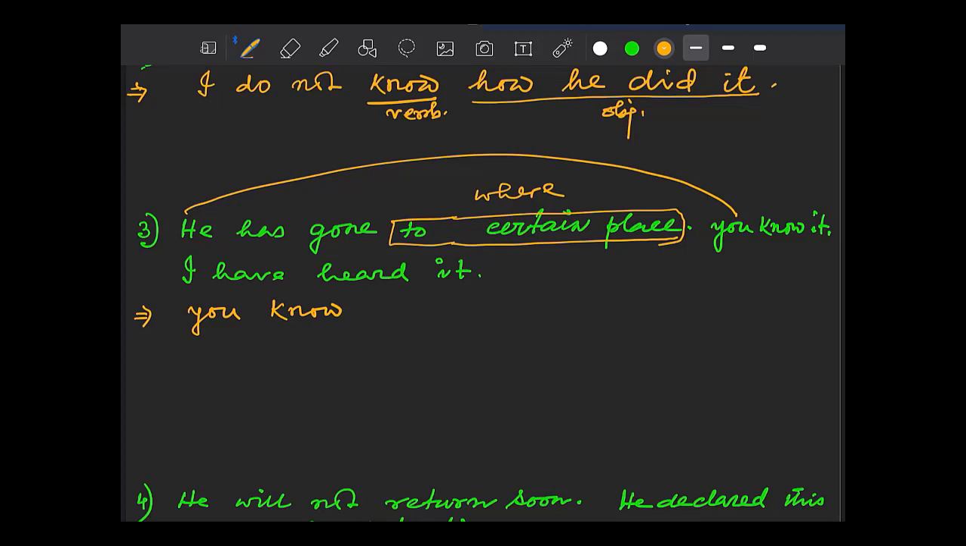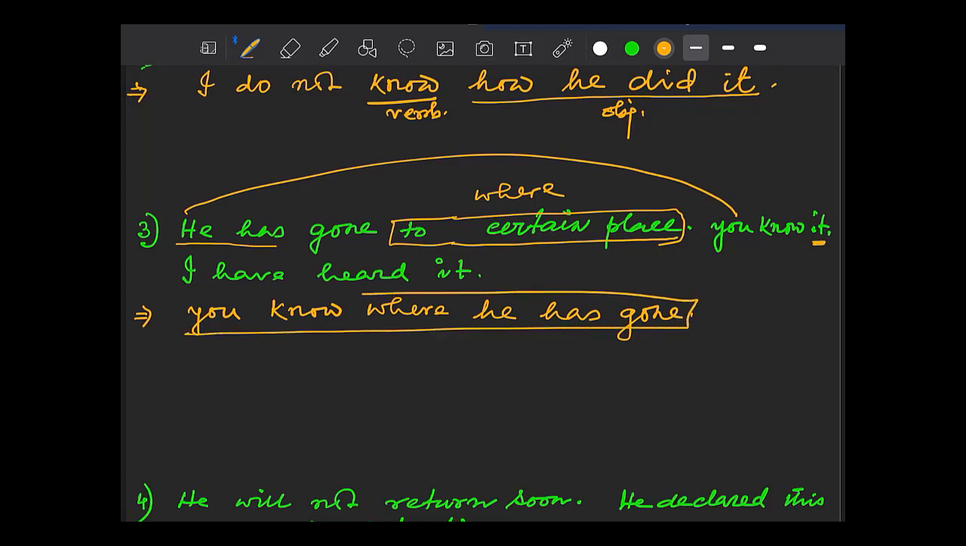You know. In place of it, I will use this sentence. You know where. You have got where. Actually, where he has gone. He has gone. So this is the combined form of these two sentences.